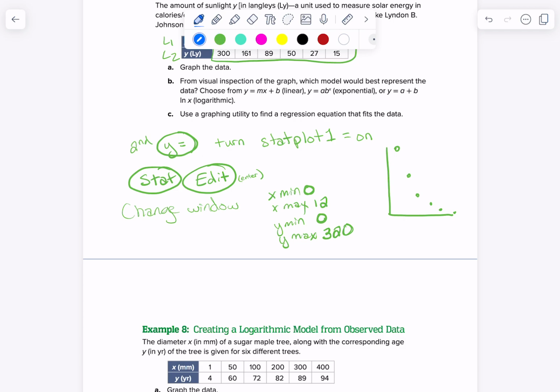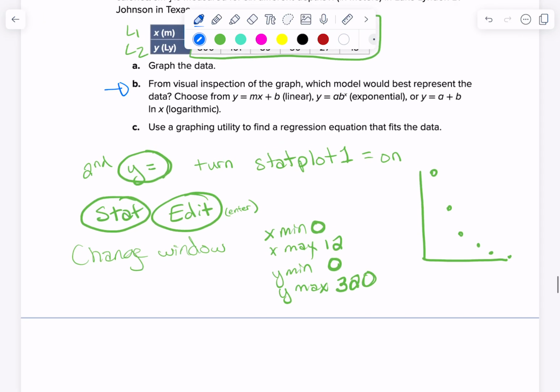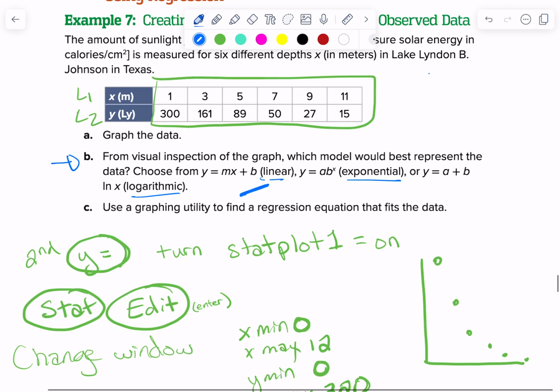Part B says, from visual inspection of the graph, which model would best represent this? Is it a linear function? Is it exponential or logarithmic? Okay, linear is a line. Exponential is either like this or like this.